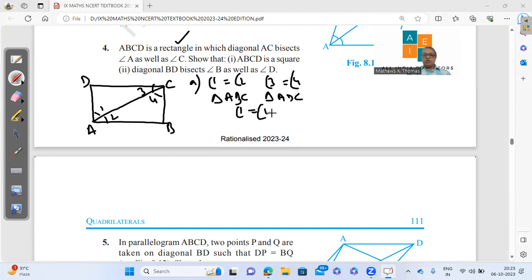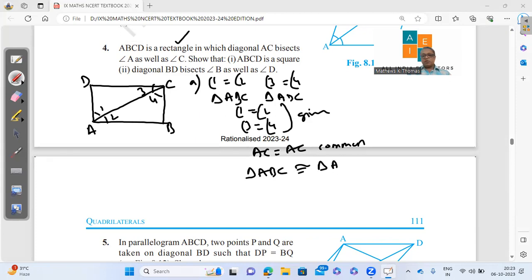So 1 and 2 are equal, 3 and 4 are equal, already given to us. And AC is common. So we have one angle here, and side in between. So triangles are congruent by ASA, and if they are congruent, then AB equals AD by CPCT.